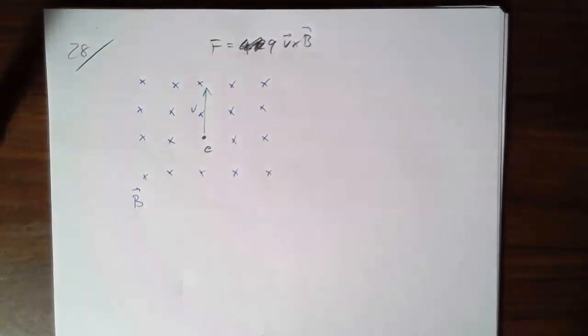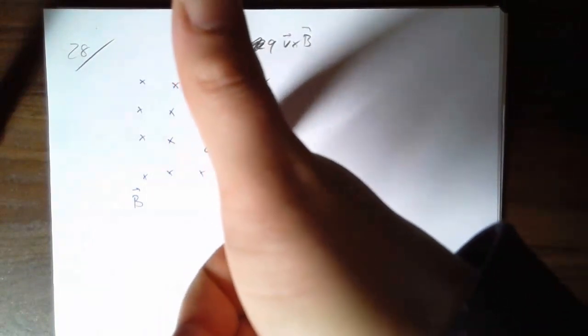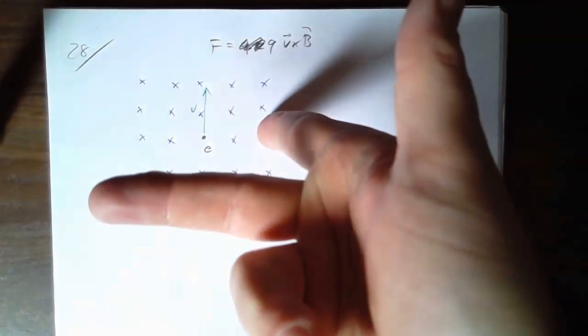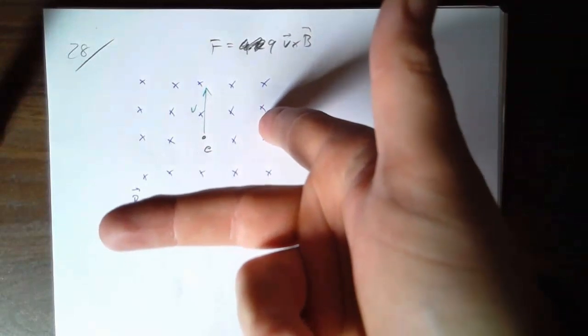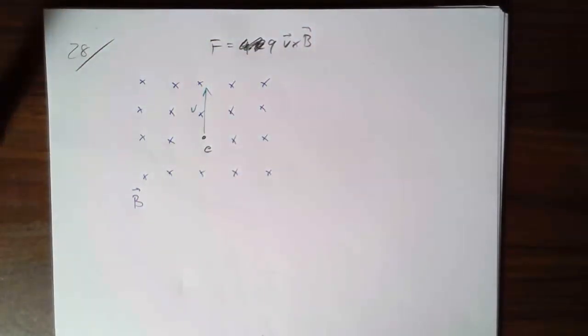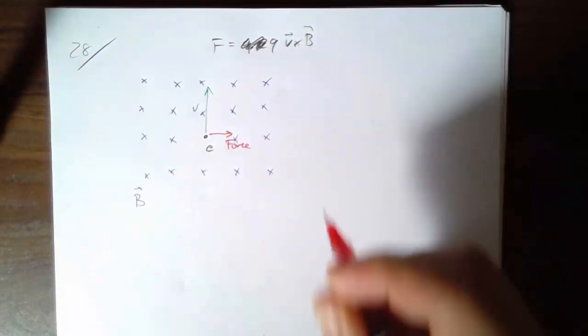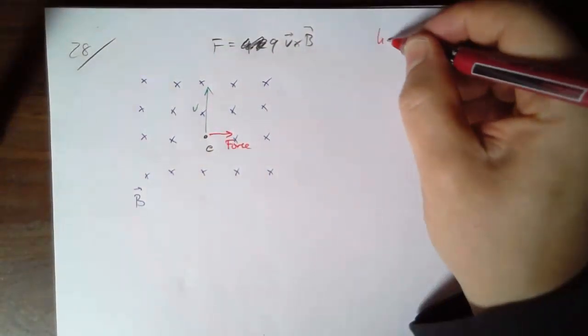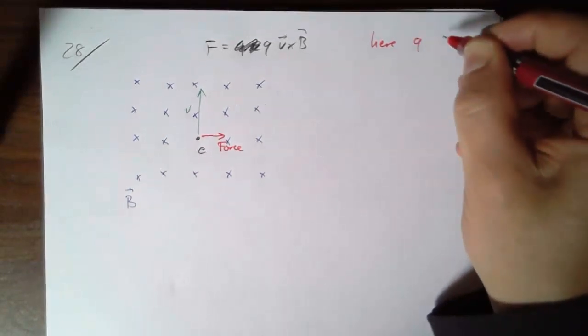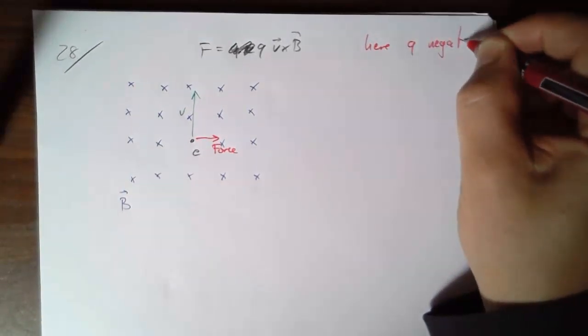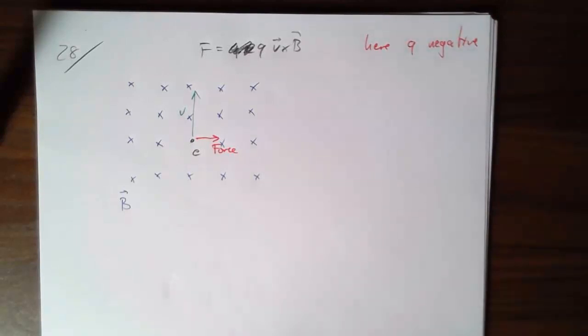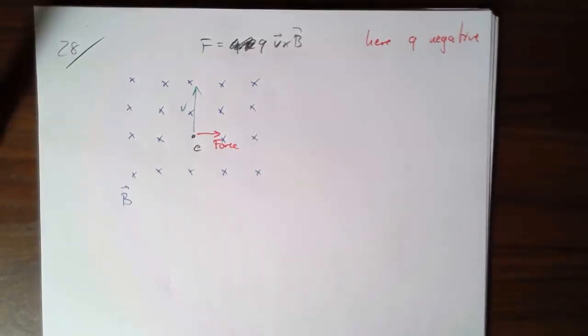Okay. So V is this way, B is down. So the force is to the left, right? Wait, no, it's not, because it's a negatively charged particle. So that means it's going to flip the direction of the force. The force here is going to be to the right. So here, Q is negative because it's an electron, and that will change direction. Actually for this particular question, it doesn't matter.